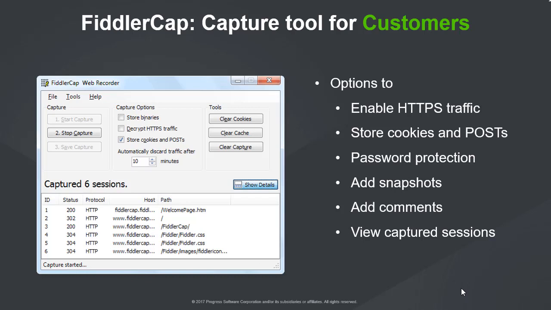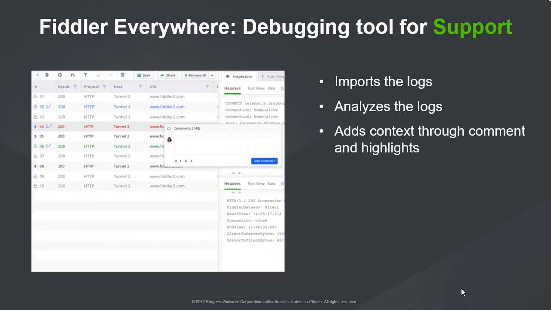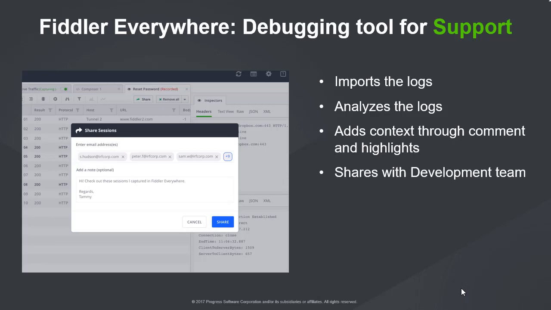Once a customer shares the logs, the support team can then import these logs into Fiddler Everywhere to analyze them. They can add more context in the logs through highlighting requests or adding comments. And then they can also collaborate with development teams by sharing the requests with them.